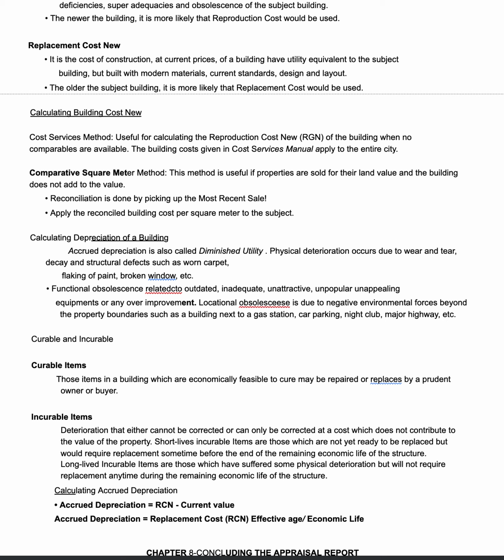Curable and incurable items. During the inspection of a building, the component parts of the building, such as floors and furnaces, need to be classified into curable and incurable items, simply in order to ensure the loss in value suffered by each item. The classification of each item will of course depend on the age, condition, and general appeal of that component.